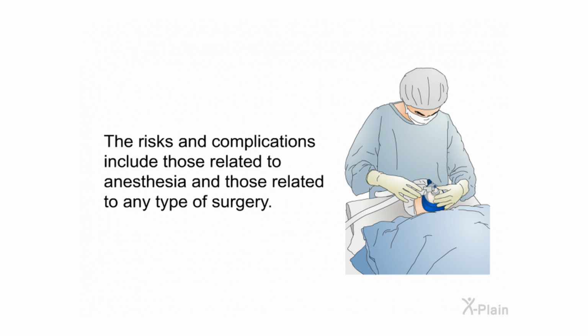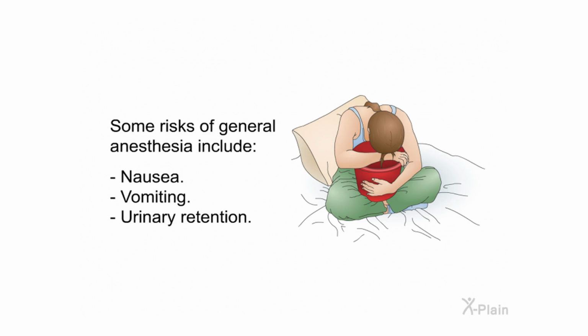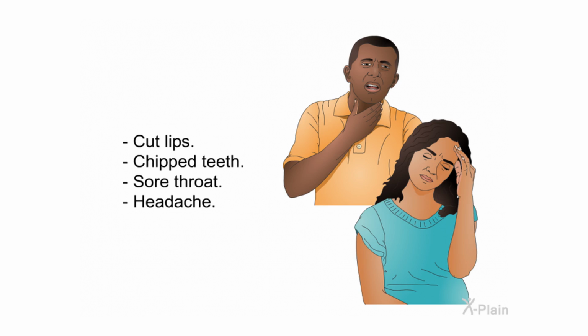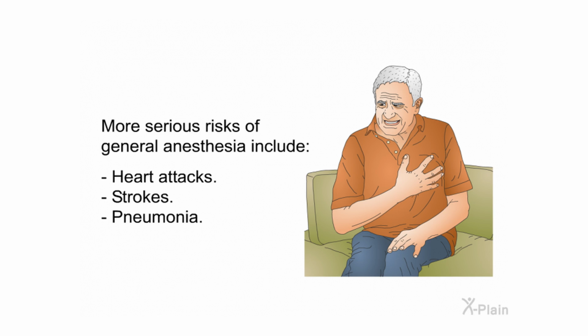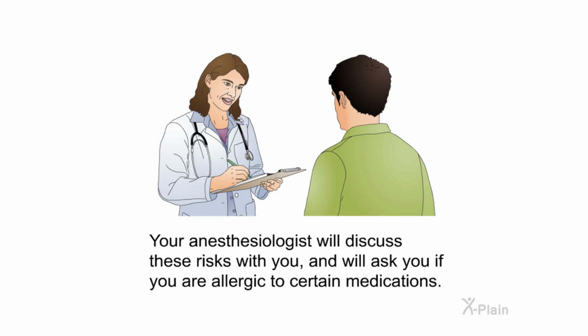The risks and complications include those related to anesthesia and those related to any type of surgery. Some risks of general anesthesia include nausea, vomiting, urinary retention, cut lips, chipped teeth, sore throat, headache. More serious risks of general anesthesia include heart attacks, strokes, pneumonia. Your anesthesiologist will discuss these risks with you and will ask you if you are allergic to certain medications.